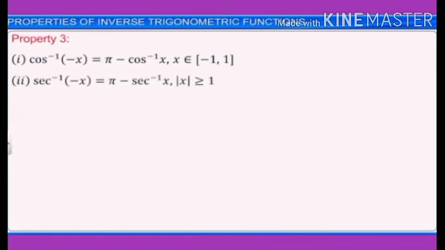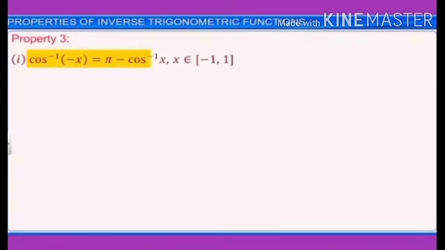The third property states that cos inverse of minus x is equal to pi minus cos inverse x. Similarly, secant inverse of minus x is equal to pi minus secant inverse x. Also, cot inverse of minus x is equal to pi minus cot inverse x. Let us prove the first part. Cos inverse of minus x is equal to pi minus cos inverse x.